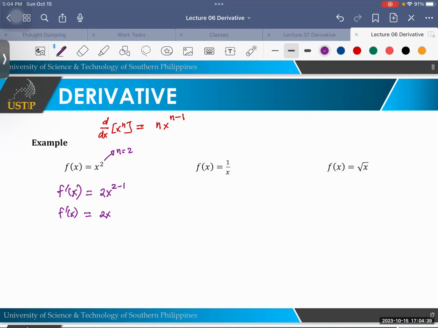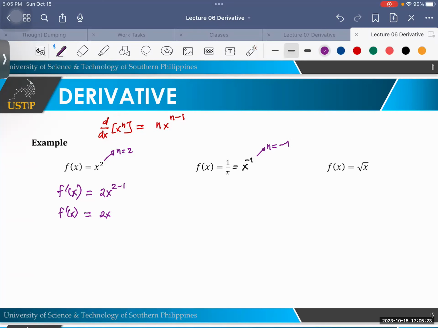f of x is equal to 1 over x. It's not straightforward in this form, but we can make it like that. We can express it in this manner. How? We just move x up. If we move the x up, what should its exponent be? It should be negative 1, right? We moved it up. So the 1 over x is expressed in a different form, but it's equal. That is x raised to negative 1. It's already in the form x to the n, where your n is negative 1.